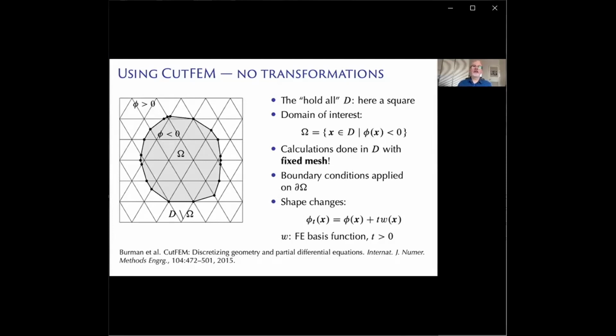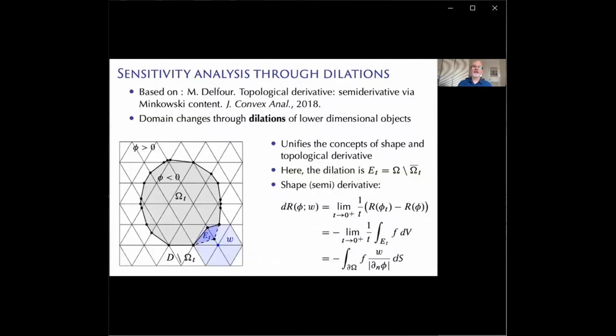The standard sensitivity analysis is not a good fit to this situation. What I suggest is an alternative analysis based on a generalization of an approach recently proposed by Delfour. This approach does not use transformations, but dilations into Euclidean space of lower dimensional objects like points, curves, or surfaces.